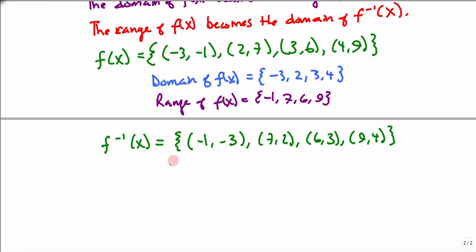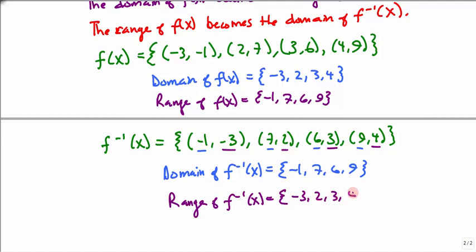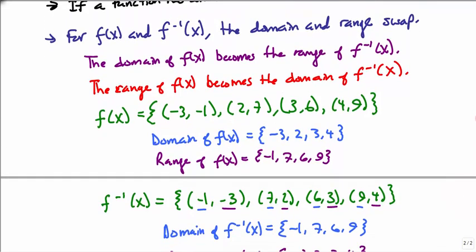So the domain of my inverse would be these values, -1, 7, 6, and 9. And then the range of the inverse would be these y values, -3, 2, 3, and 4. So again, this is an example of how the domain and the range swap. Now we're making a list of characteristics of a function and its inverse.